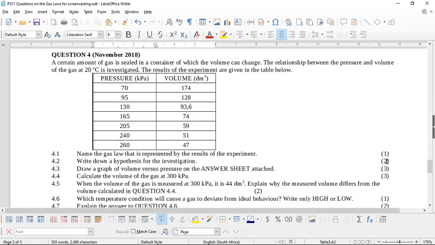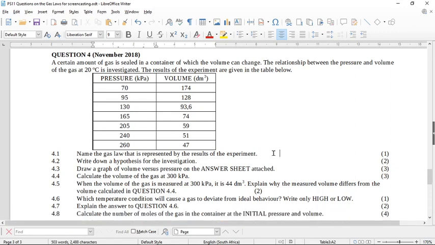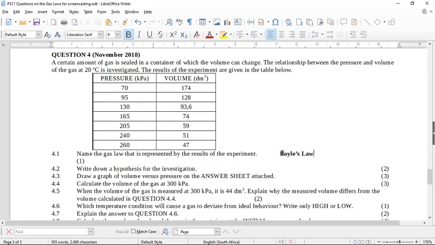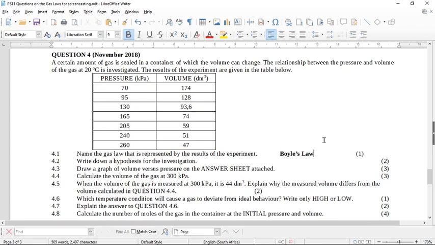So, a certain amount of gas is sealed in a container of which the volume can change. The relationship between the pressure and volume of the gas at 20 degrees C is investigated. The results of the experiment are given in the table below. Name the gas law that is represented by the results of the experiment. Okay, we've got a pressure and volume with a constant temperature. Whose law is pressure and volume? It is Boyle's law. Boyle's law is the law that looks at this.